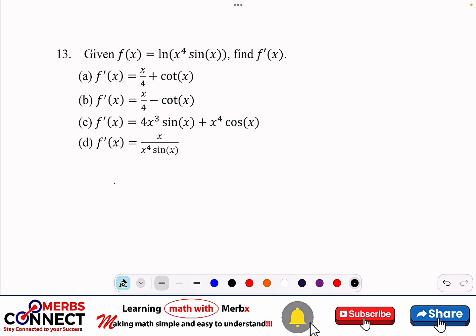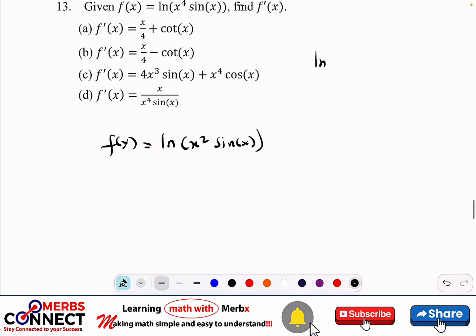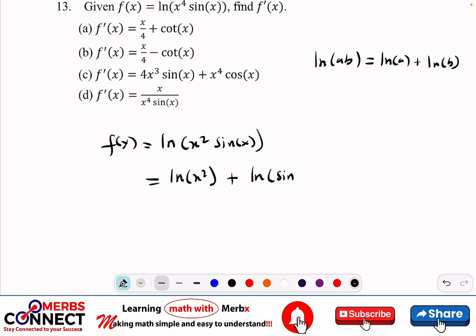Okay, let's look at 13, and then we have 7 more to go. f prime. Okay, now f of x, let's make our life easy here, right? Use some small properties to make our life easy here. Now remember, if I have ab, I can write this one as the natural log of a plus the natural log of b. So how can I write this one? This is the same as x squared plus natural log of sine x.